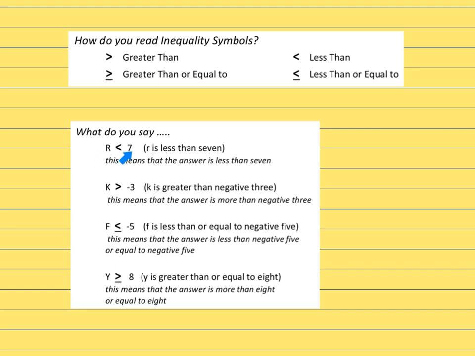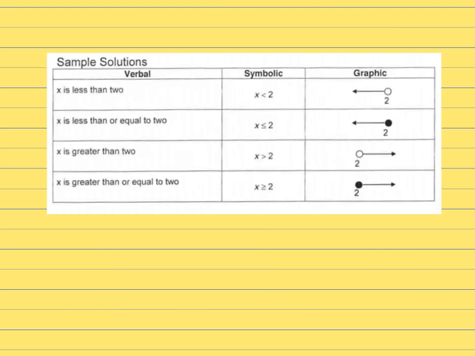This says R is less than 7, K is greater than -3, F is less than or equal to -5, and Y is greater than or equal to 8. Here's how you draw it symbolically and graph it. If it said X is less than 2, this is what your symbol would look like. And then this is the shape you would draw on a number line. Because it's just less than, the circle stays open and not colored in. And then it points to everything to the left.